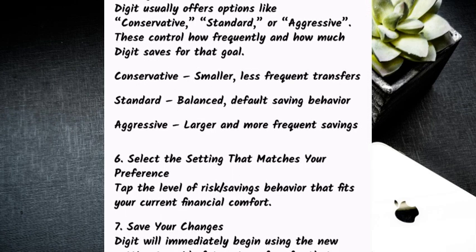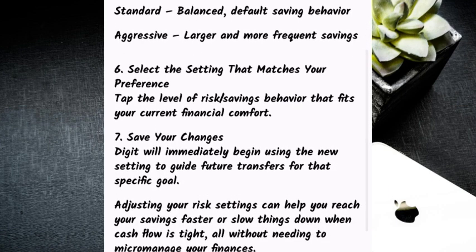Select the settings that match your preference. So just tap the level of risk or savings behavior that fits your current financial comfort. Once that's done, save your changes. Digit will immediately begin using the new settings to guide future transfers for that specific goal.